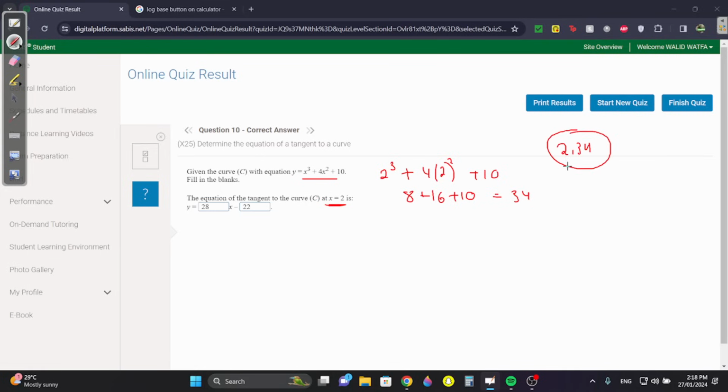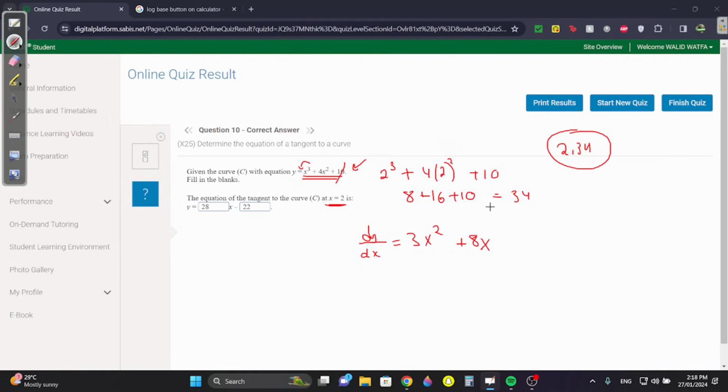Okay, after you find your point, we have to find the slope. How do you find the slope? You plug the x into your derivative. So we have to find dy over dx, which is my derivative. What's the derivative of x cubed plus 4x squared plus 10? 3 times 1 is 3, reduce the exponent by 1, x squared, plus 2 times 4 is 8, reduce the exponent by 1, becomes x. And 10 doesn't have an exponent, so you just remove it.